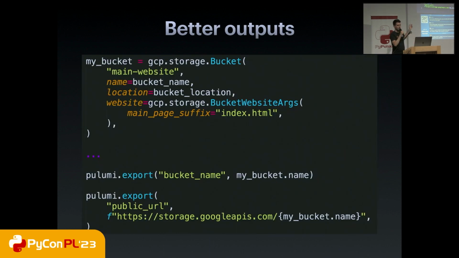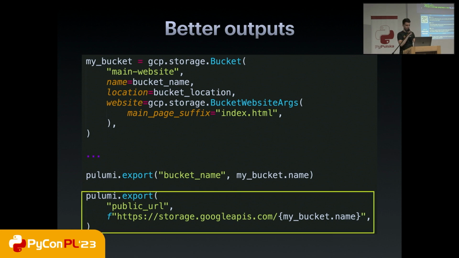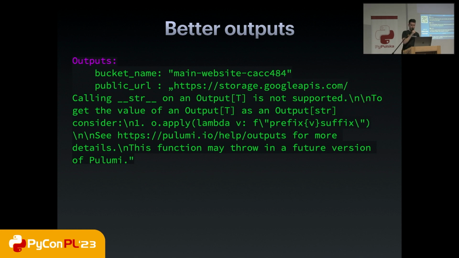So let's export another thing at the bottom of the page. So basically put another name like public URL, use this template and attach my bucket name. Is it clear for you that should work? Yeah, okay. So let's try to actually execute that and see if it works. If you do that, you're gonna get something like this.